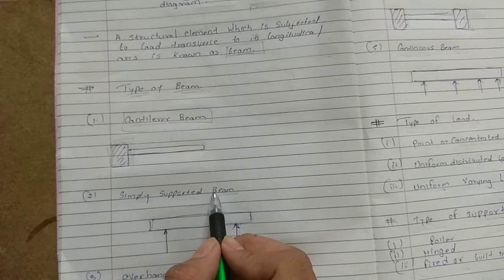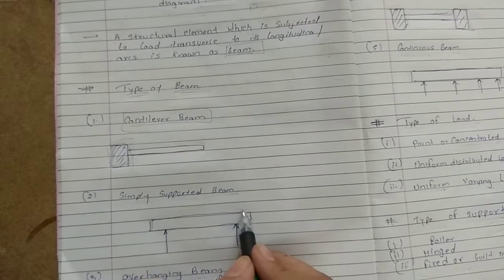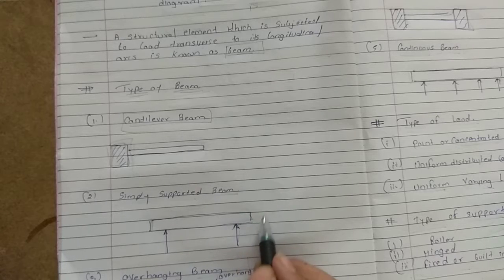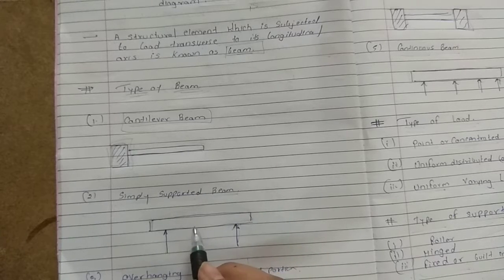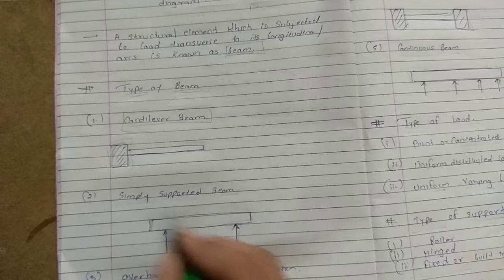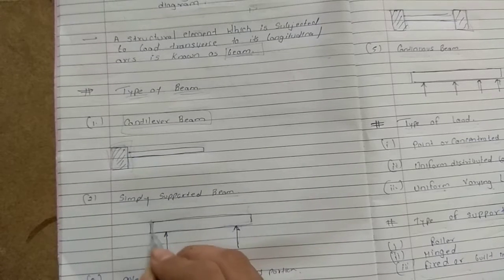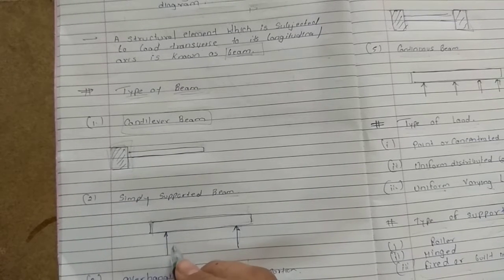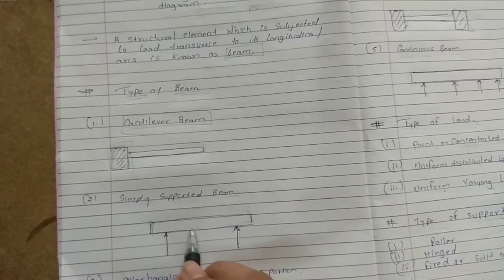Second is the simply supported beam. A beam resting freely on its supports at both the ends is known as a simply supported beam. As I have shown in the figure, the beam is resting freely on both of its ends.